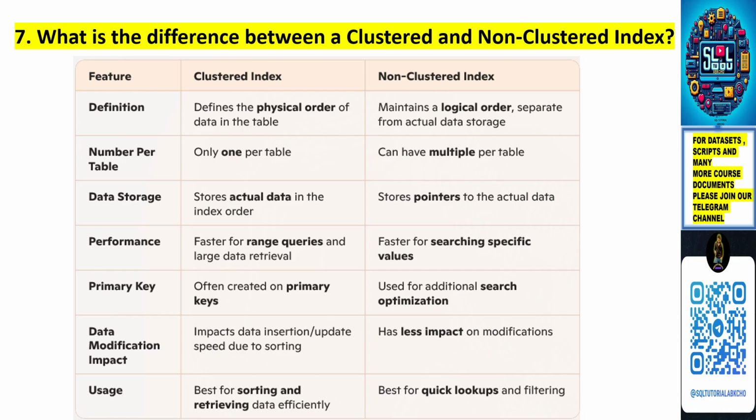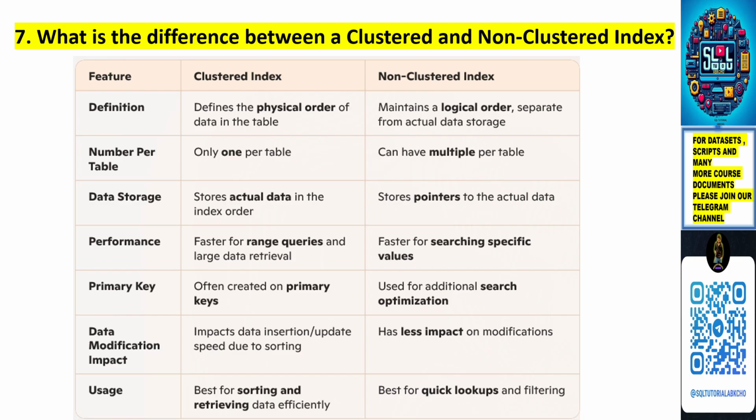Now the second one, number per table. A clustered index can only be one per table, whereas a non-clustered index can have multiple per table. Okay, this is clear. Now according to data storage, a clustered index stores actual data in index order, whereas a non-clustered index stores a pointer to the actual data, not the actual data itself.